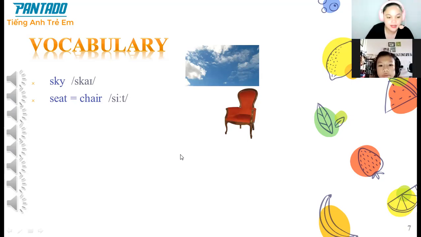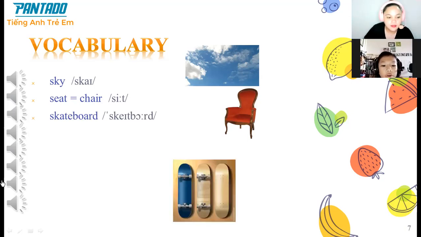So next one is? Skateboard. Okay, very good. So this is a picture of a skateboard. Do you know how to use this one, Anna? Skateboard, little. Do you know how to use this? Little. Very good. Do you have a skateboard?